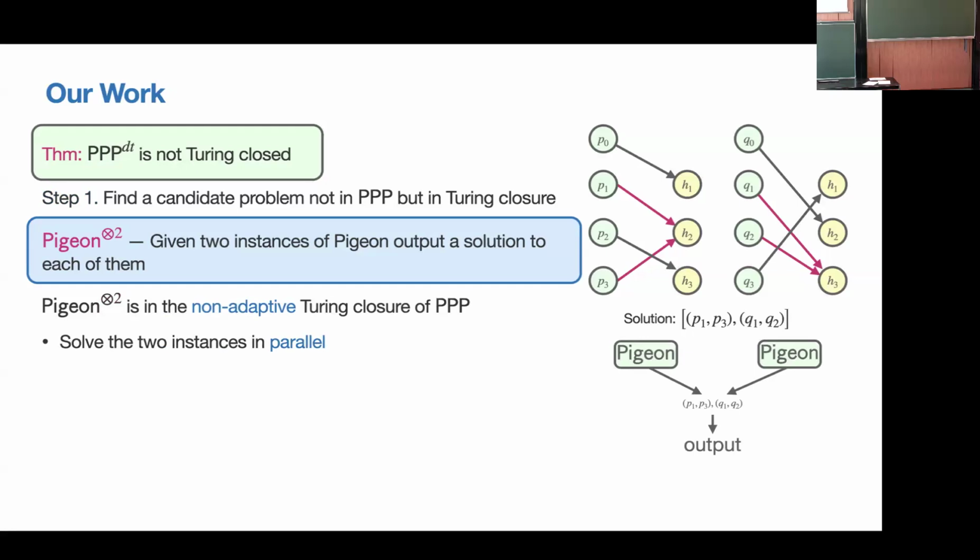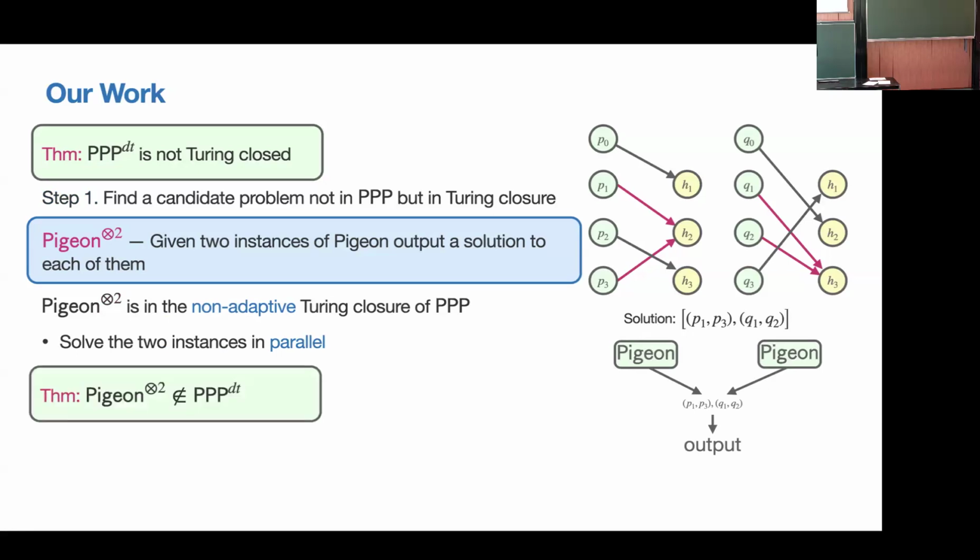closure, where in the standard Turing closure, or Turing reduction, you can solve an instance of pigeon, then define a new one based on the solution that you got. Here, you have to solve all of the instances of pigeon in parallel. And our main theorem is that this pigeon squared problem is not in PPP. So we kind of separate PPP from its Turing closure in a very strong way. We also separate it from the non-adaptive.